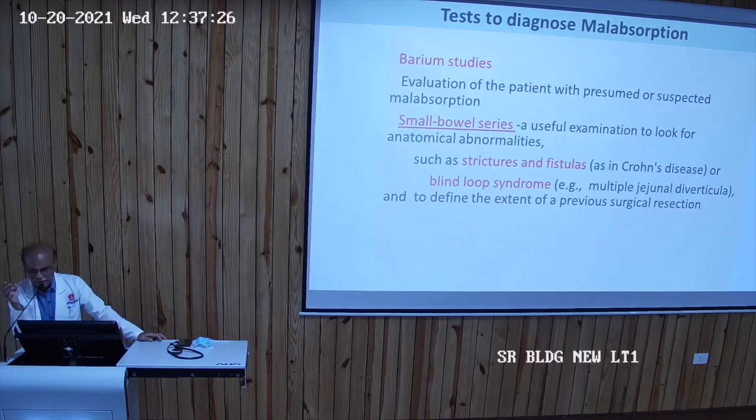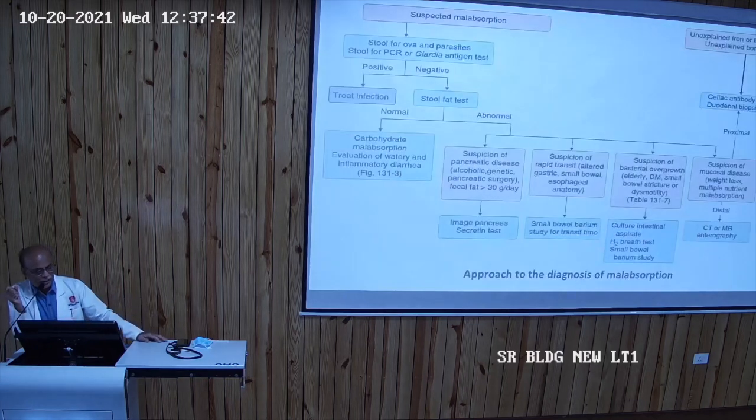Similarly, barium studies. We will show you the pictures. A small bowel series is to be done, and it may give us a clue whether there is tropical sprue or celiac disease.